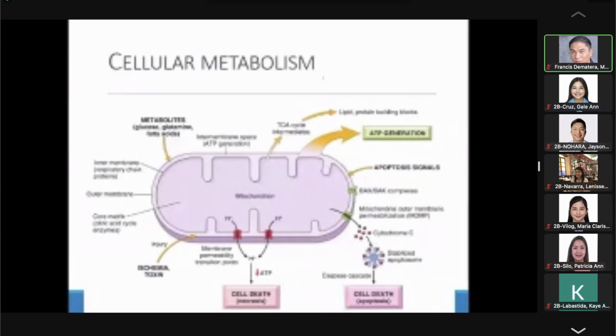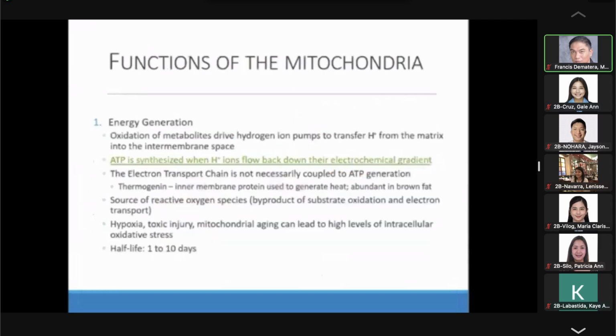Next, we go to cellular metabolism. Here we have the mitochondria. Mitochondria contain their own DNA, a small genome, and they are capable of replication, transcription, and translation. Mitochondrial DNA is usually maternally inherited. Mitochondria play a role in generation of energy, anabolic metabolism, and cell death, or apoptosis and necrosis.